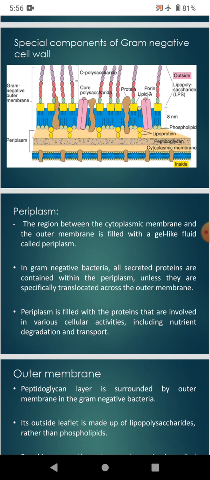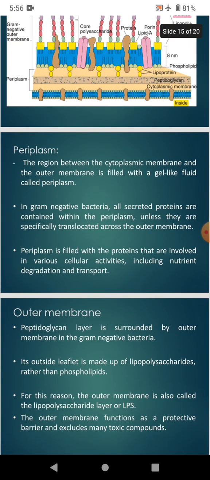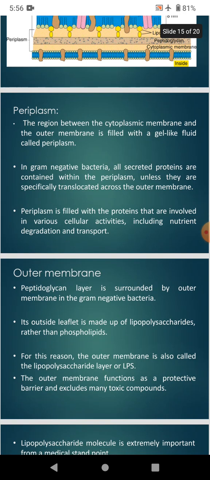The region between the cytoplasmic membrane and the outer membrane is filled with a gel-like fluid called periplasm. In gram-negative bacteria, all secreted proteins are contained within the periplasm unless they are specifically translocated across the outer membrane. Periplasm is filled with proteins that are involved in various cellular activities including nutrient degradation and transport.